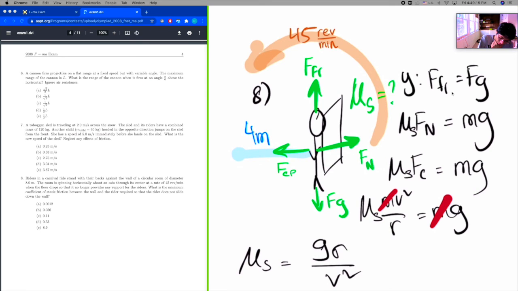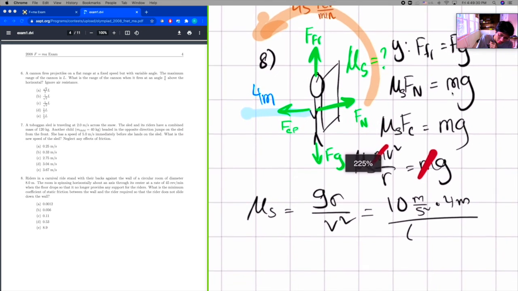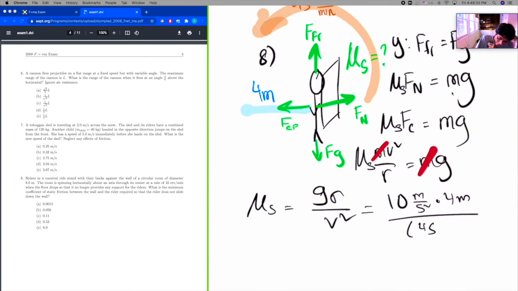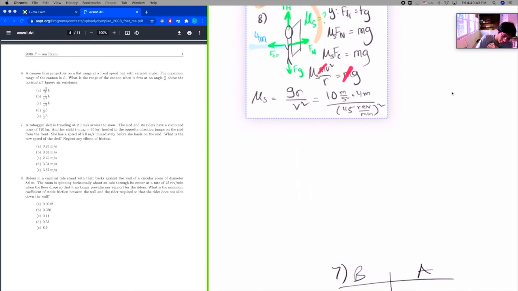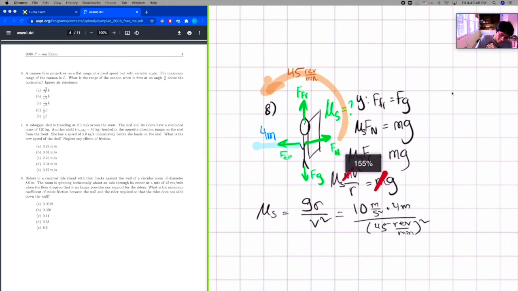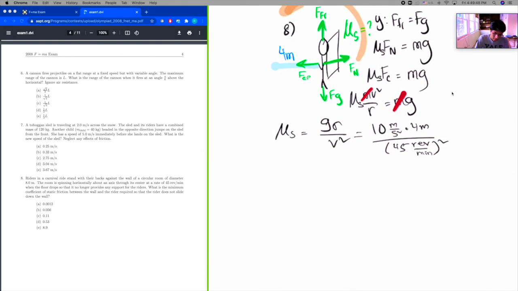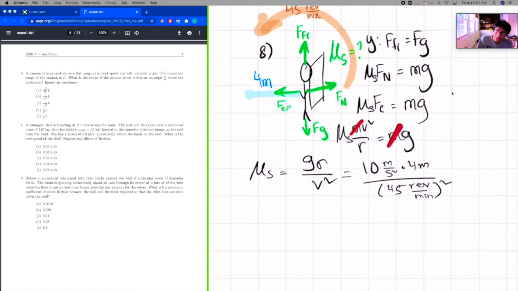g r over v squared. So g, of course, the competition tells us to use 10 meters per second squared. Our radius is 4 meters. Our velocity squared, what's our velocity? Oh, 45 revolutions per minute. Let me zoom out a tad bit. 45 revolutions per minute squared. And now it's about time that I move all of this up so I don't run out of space again. Okay, that's better.